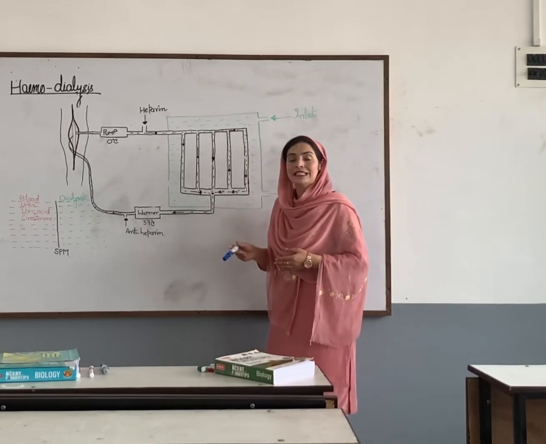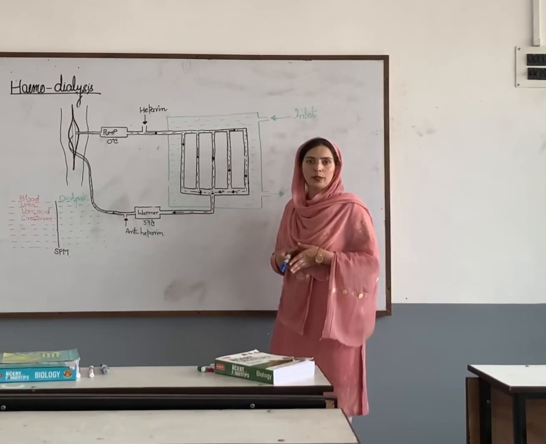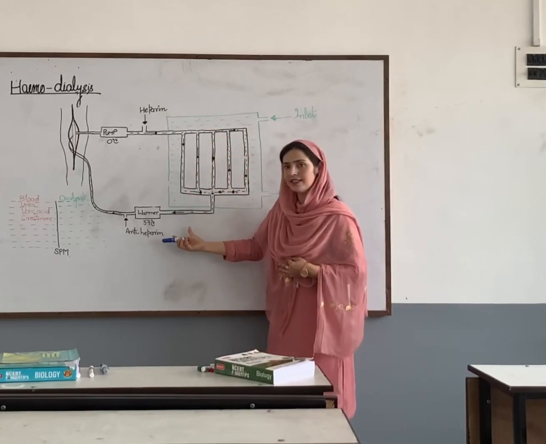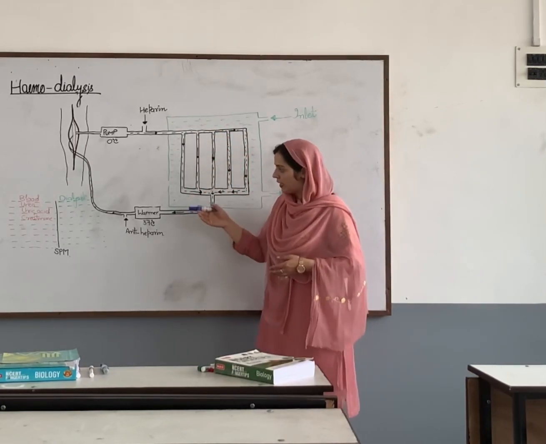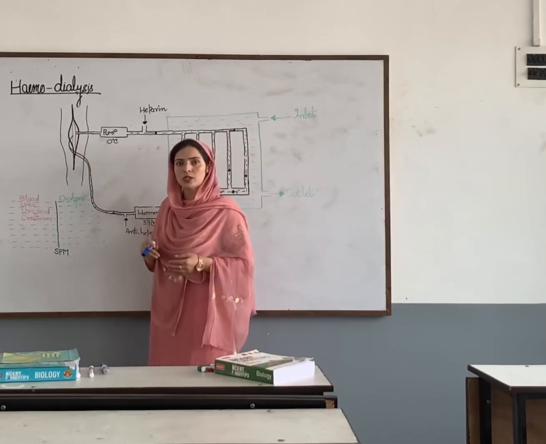Also, this blood contains extra heparin which has been added to it, and that needs to be nullified. The effect of this heparin is cancelled by adding an anti-heparin to the blood. Now, the blood which is totally purified is allowed to enter back into the patient's body via a vein.